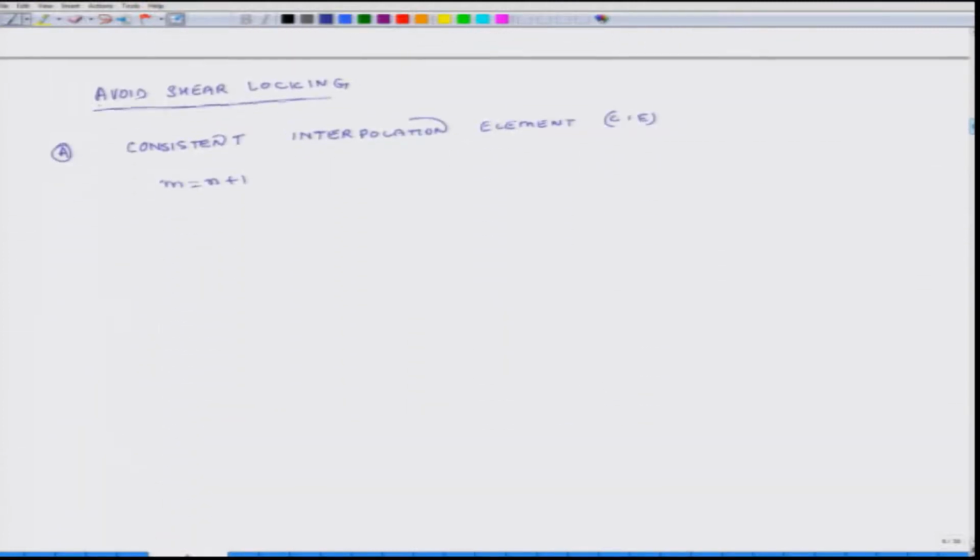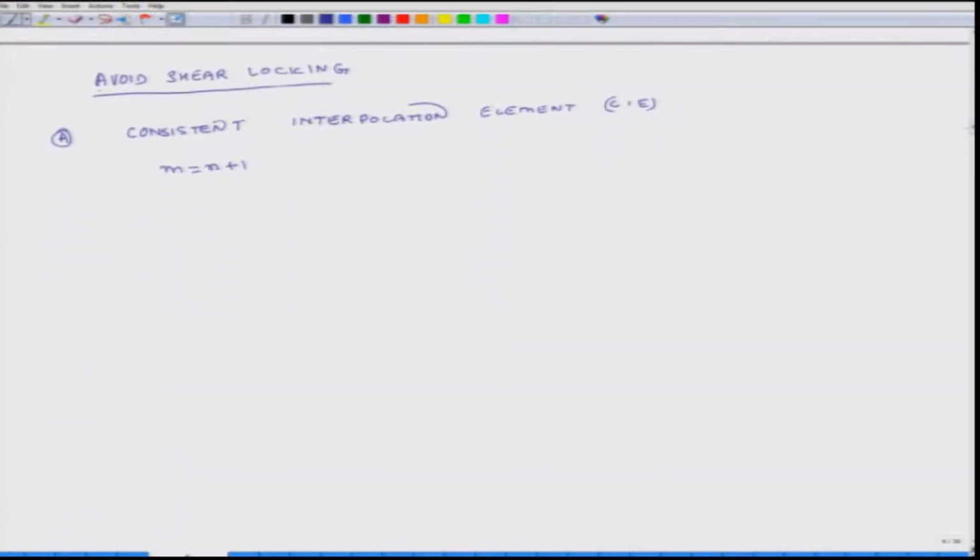But once we do this, we develop another problem, and the problem is that suppose you have a two noded element, and for the same element which is He long, it will have two nodes for psi if it is a linear element, but for W the same element will have three nodes when I am doing the interpolation for W, because m is n plus 1.